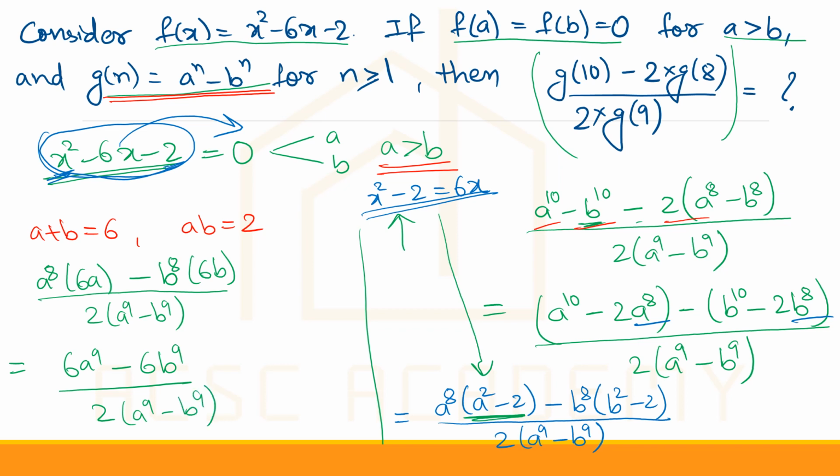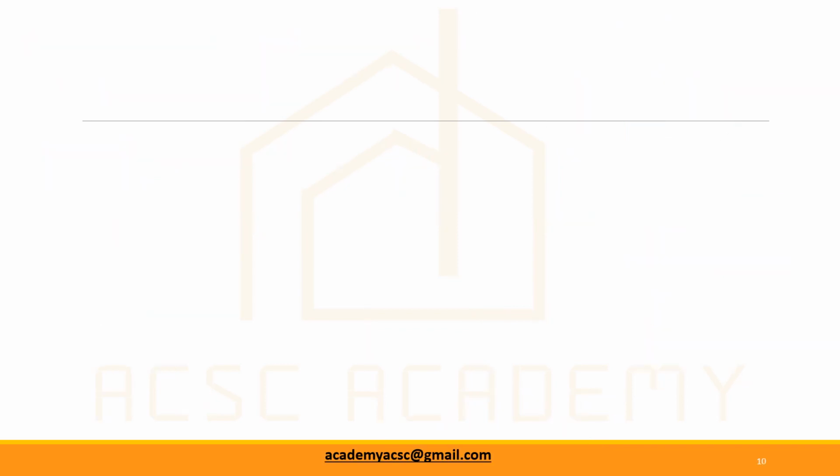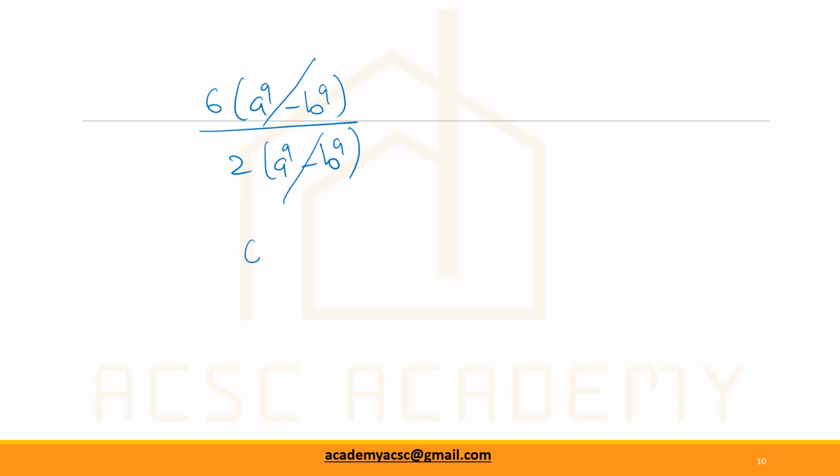Now our problem is almost solved. We are just one step behind. What's to be done next? We'll simply take 6 common from the numerator and it will give a raised to 9 minus b raised to 9. Denominator was already 2 times a raised to 9 minus b raised to 9. So yes, we are done. Simply cancel it out and we get 6 by 2, which is 3.